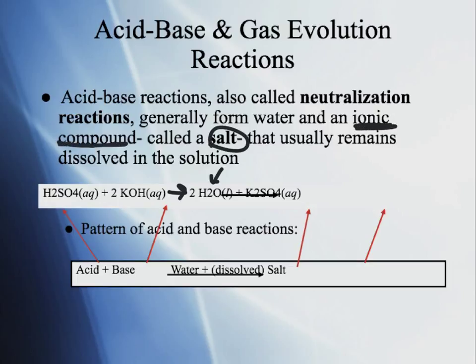Not all salt is table salt, which is the salt we use to season our food. Salts could be any ionic compound. So in this case, we have K2SO4, potassium sulfate. And we can see that the salts are always going to be found dissolved in solution, so the salts will always be aqueous. So that's our pattern here for acid-base reactions: acid plus base equals water and dissolved salt. Bam.